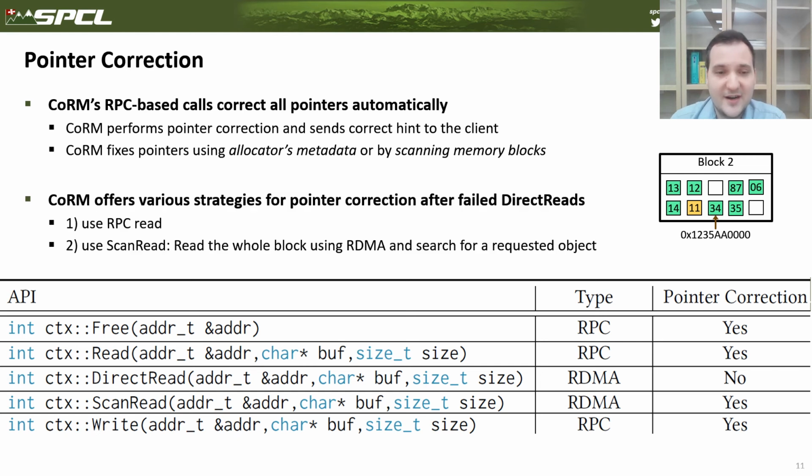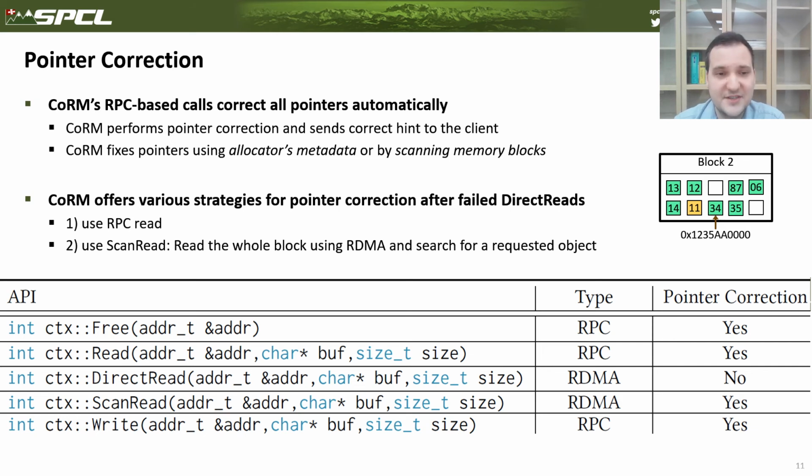When we talk about RDMA, unfortunately, an RDMA request can fail, as we would read an object and the client would perform an ID check and find out that it's the wrong object. To solve such an issue, clients have two options. The first option is to issue an RPC read, which would fix the pointer, and then the client could continue using RPC read for a given address.